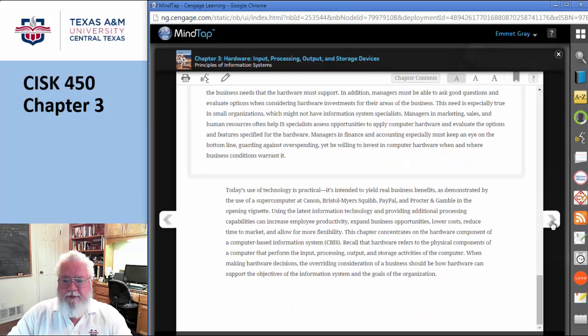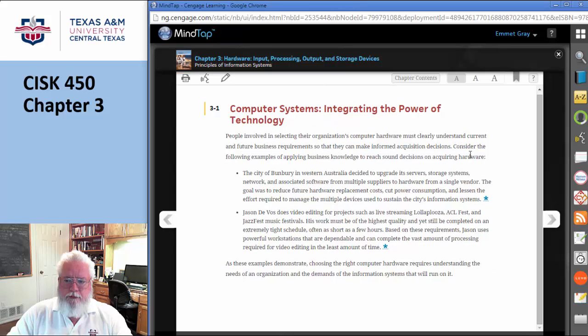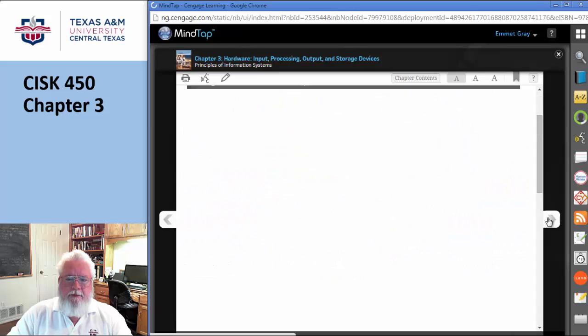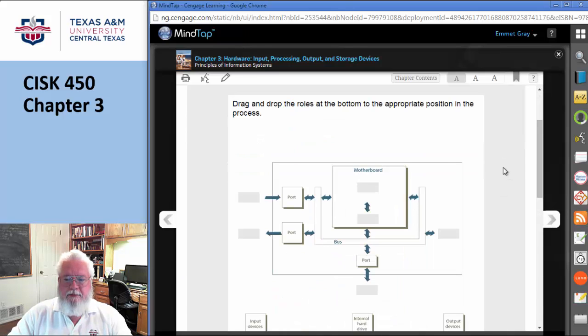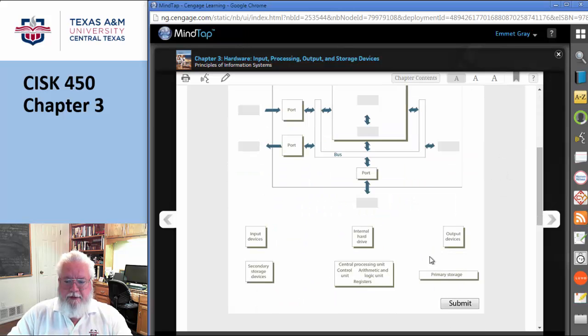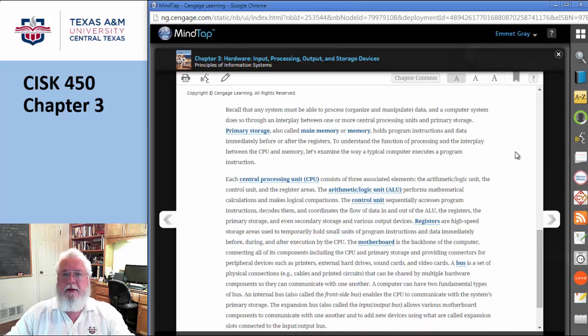When they start off this chapter, they start off talking about the power of technology. Dun, dun, dun. They start talking about the main components, and they have this little diagram of a computer, and you're supposed to drag and drop all this stuff. I'm not going to do that. But the idea is the central processing unit. Now, if this was a computer science course, a CS course, I would go really deep on what the heck the central processing unit is.